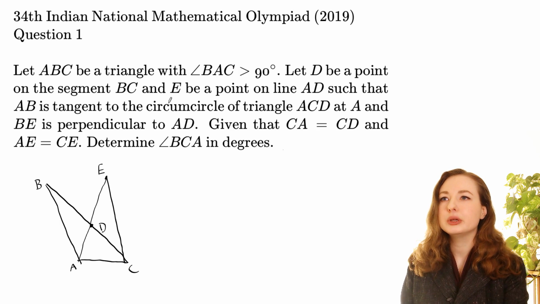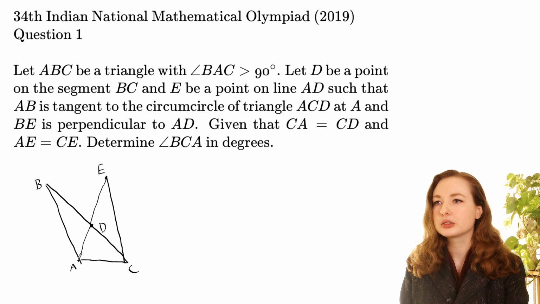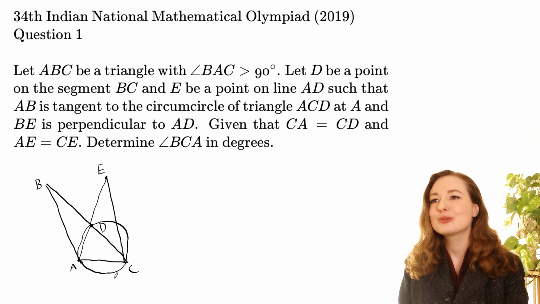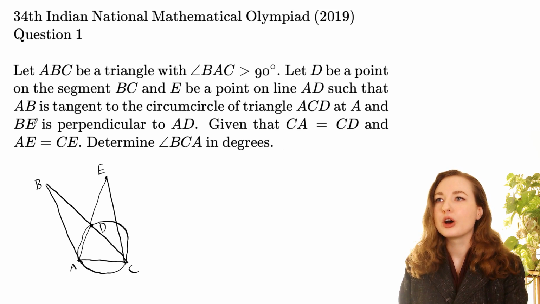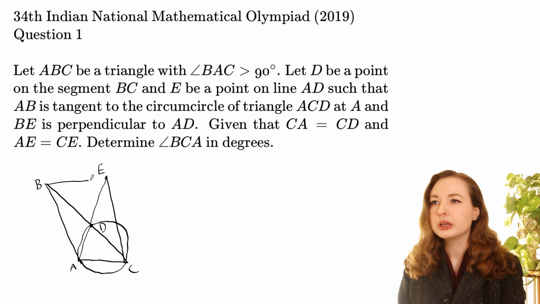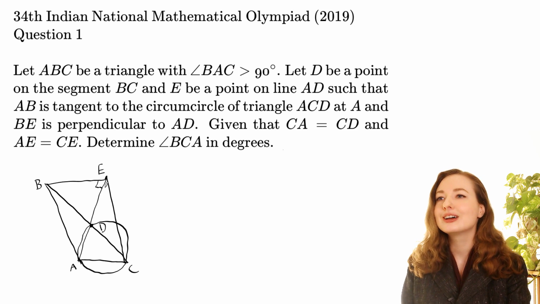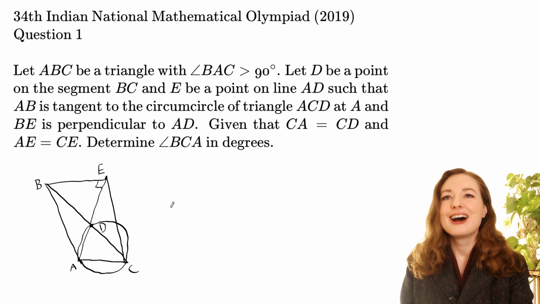And okay, AB is tangent to the circumcircle of triangle ACD. So if we drew, I'm so bad at drawing circles, if we drew a circle through there, then that needs to be tangent to the line AB. And we've got BE is perpendicular to AD. So BE is supposed to be perpendicular to this line, so that's meant to be a right angle, even though it doesn't look like one.